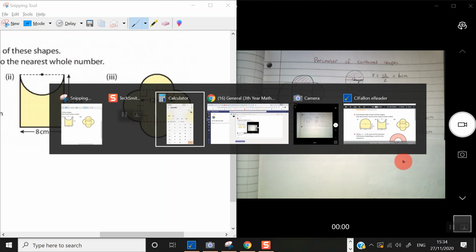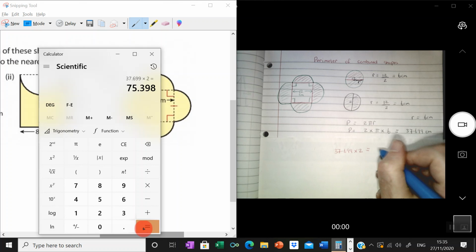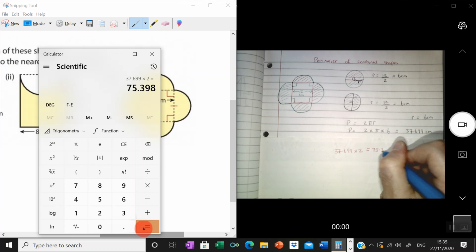So we can plug that into our calculator. We have 37.699 multiplied by 2, which is equal to 75.398.